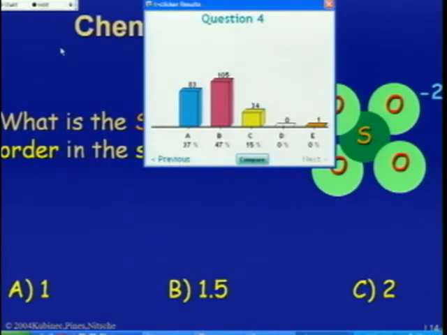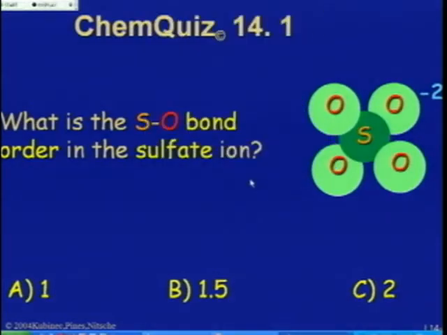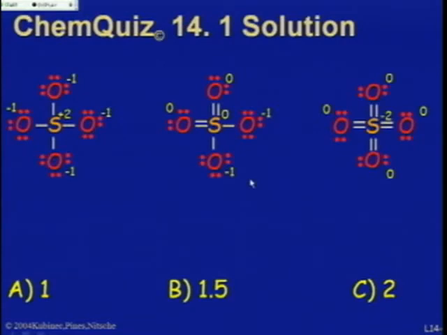Okay, you said 1.5, and I agree with you. But it's not this simple. So these are the structures. Let's start with the one on the left here. We have sulfur and oxygen. Sulfur has 6 and oxygen has 6. So 4 times 6 is 24 plus 6 is 30. And we have 2 minus. We have to distribute 32 electrons, okay?